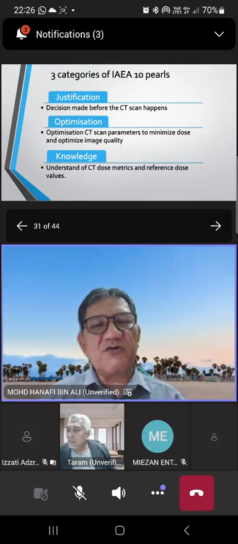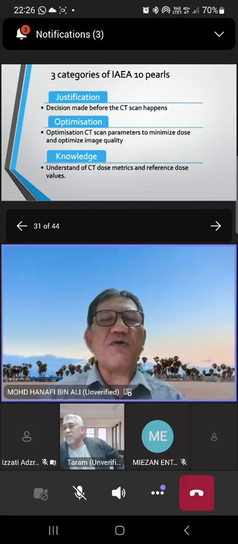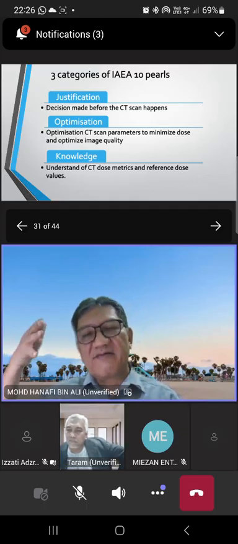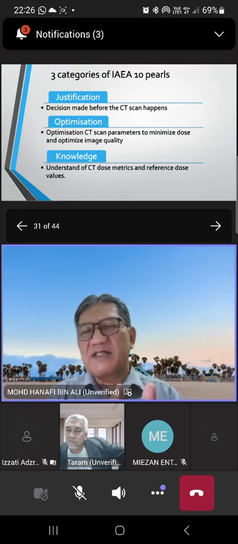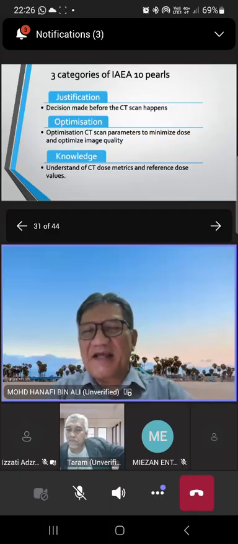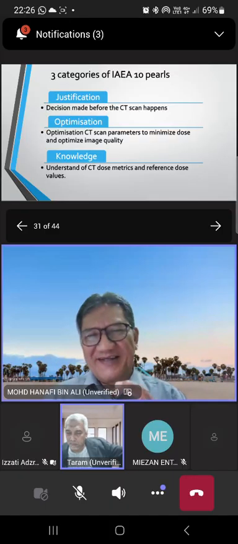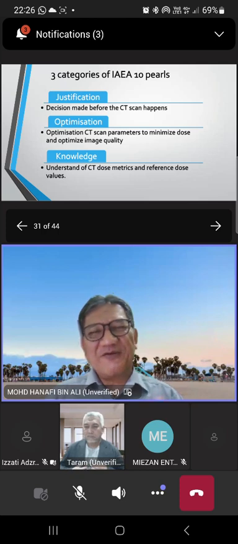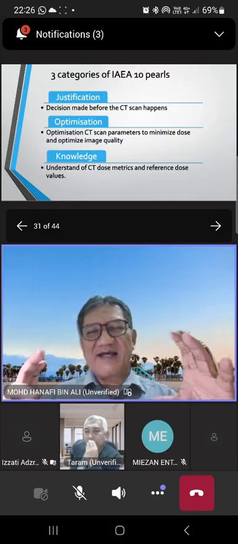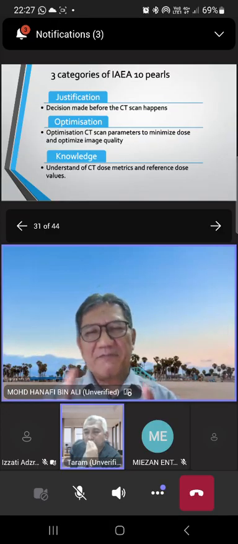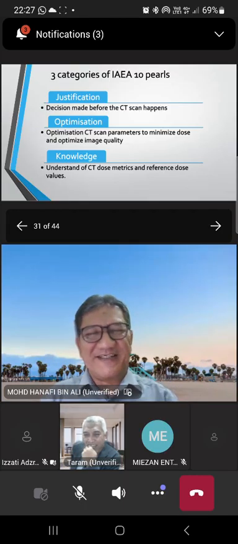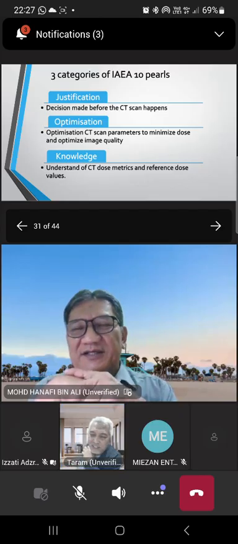But in CT scan, the lowest kVp that we can use is 80. Why? Because we need the radiation to pass through the subject, the object, to get detected by the detector. If not, we cannot calculate the attenuation, and we cannot get the image nicely. That's why. So the bigger the size, the dose increases. Remember, we just compare this to the phantom, not real patients.